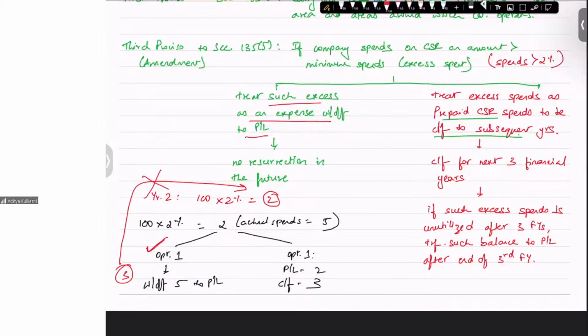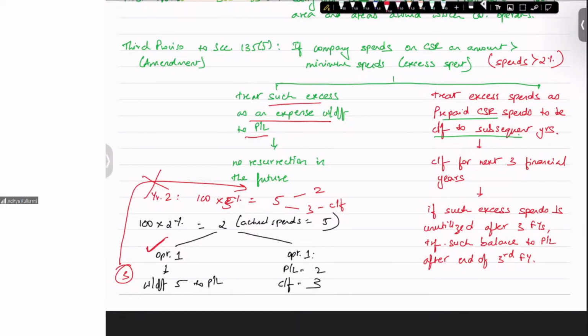Acha, in year 2, suppose I take a loan somehow and I spend 5%. So I get 5 rupees. Now, can I again say requirement was 2, excess is 3? Can I carry forward this 3? Yes, this you can carry forward, because this pertains to year 2's spends. But year 1 spends, you have written off to the P&L. You cannot resurrect it in the future. Is it okay? Yes.